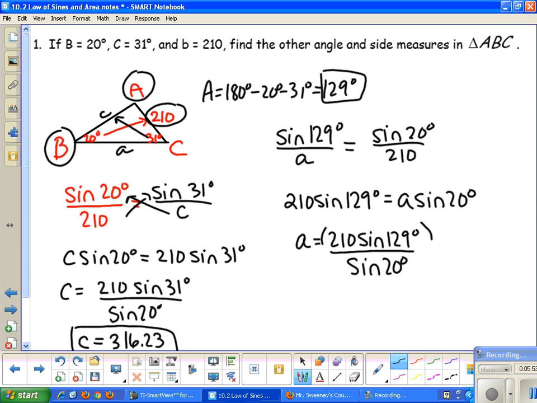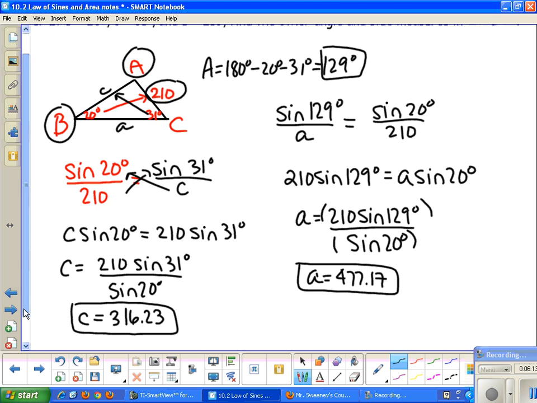And again, make sure you put parentheses in the correct places. Make sure your calculator is in degree mode. And when you do this, you get side A is equal to 477.17. So right now I'm going to start measuring angles to the nearest tenth and lengths to the nearest hundredth, so our answers are a little bit more accurate.